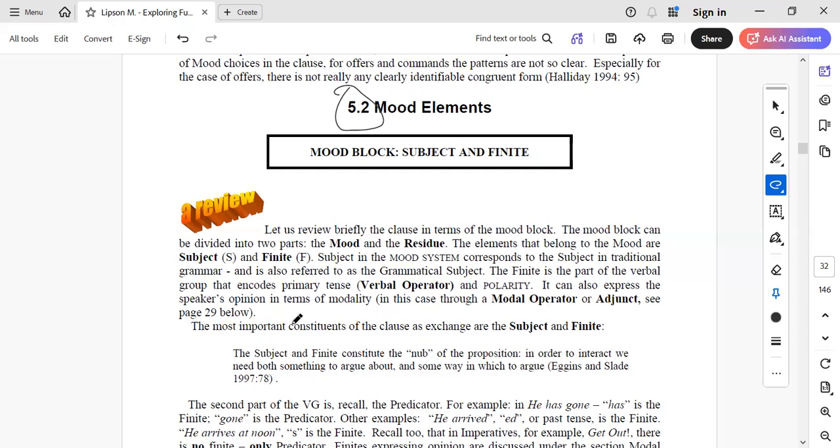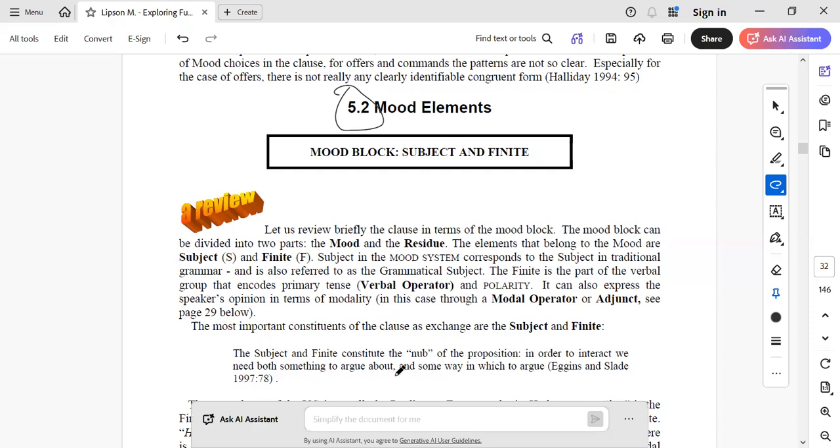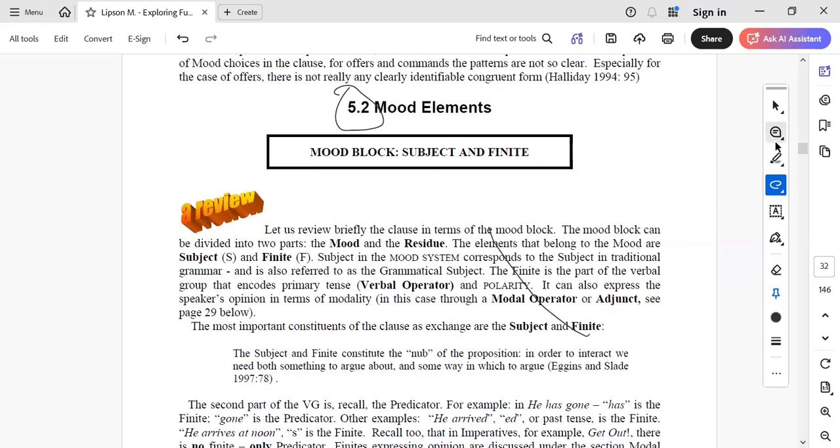See page 29 below. The most important constituents of the clause as exchange are the subject and finite. The subject and finite constitute the nub of the proposition. In order to interact, we need both something to argue about and some way in which to argue. Now, let's explore it further. Let me scroll it down.